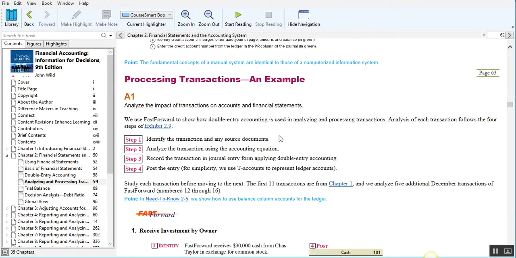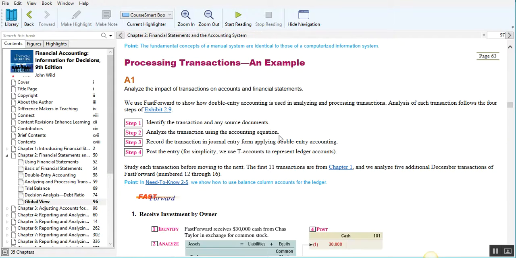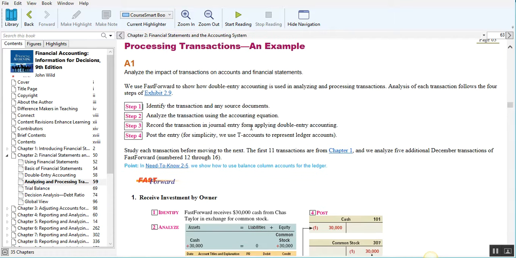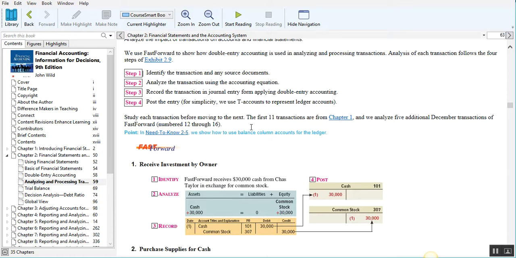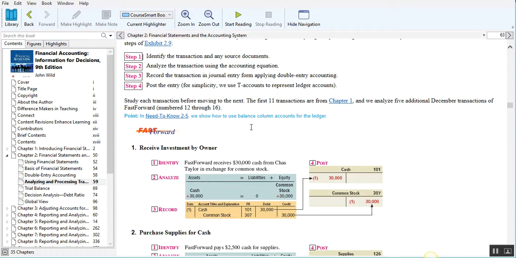Now, again, we have a 4-step process when we're looking at transactions. We identify the transaction in the source documents. We analyze the transaction in the accounting equation. We record the transaction in the journal entry using double entry accounting, and then we post it to the T accounts if we're using T accounts as an example, but we are always going to post it to the ledger. So we keep track of that by account.